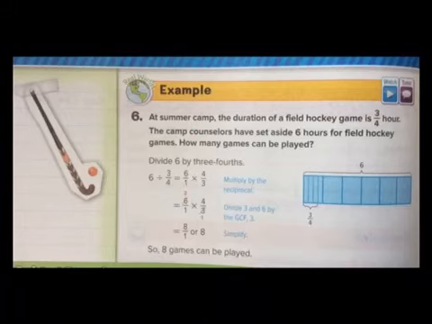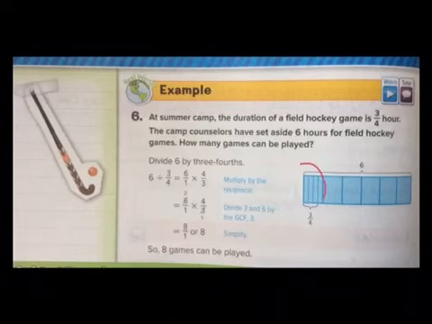At summer camp, the duration of a field hockey game is 3/4 of an hour. The camp counselors have set aside 6 hours for field hockey games. How many games can be played? Okay, so we have 6 hours. 1, 2, 3, 4, 5, 6. And each game only requires 3/4 of the hour.